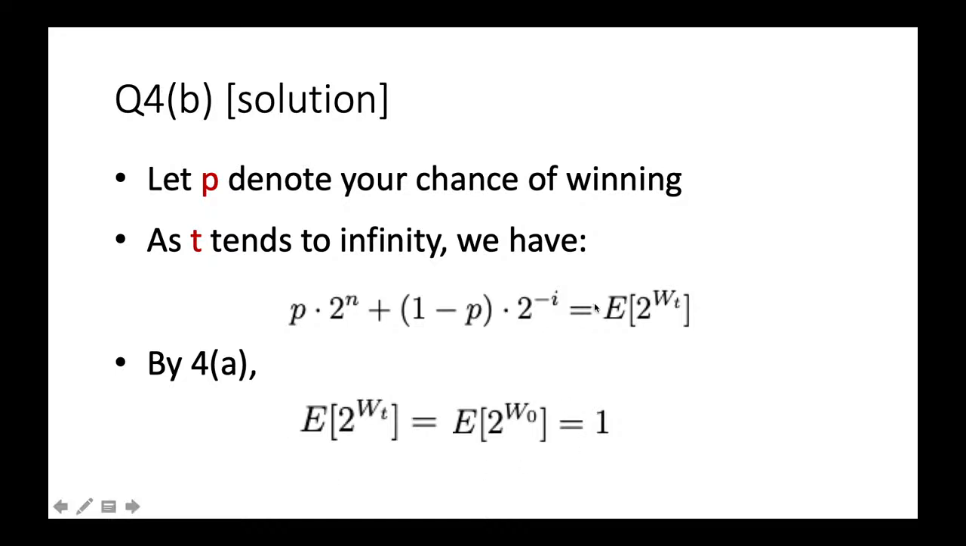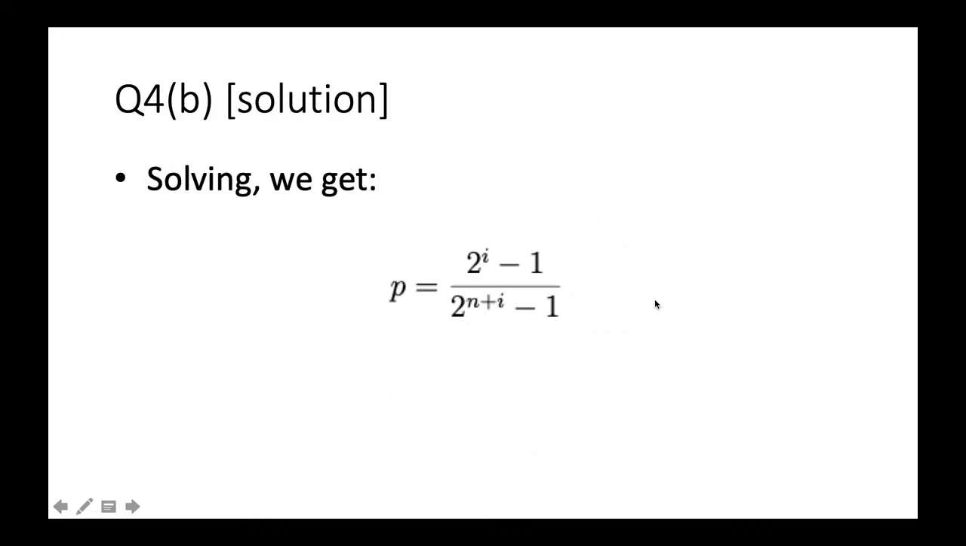So we have everything. We now have P times 2 to the power N plus 1 minus P times 2 to the power minus I equal to 1. So after solving this, we will have P equal to the value like this: 2 to the power I minus 1 divided by 2 to the power N plus I minus 1. Okay, so what does that mean? It means that the chance that we are winning is going to be exponentially small.